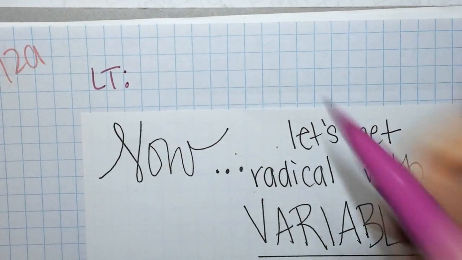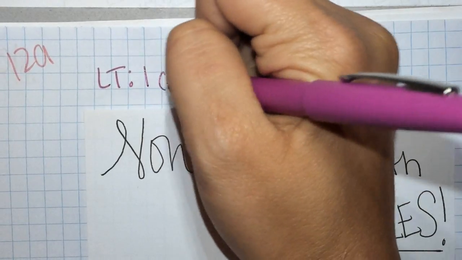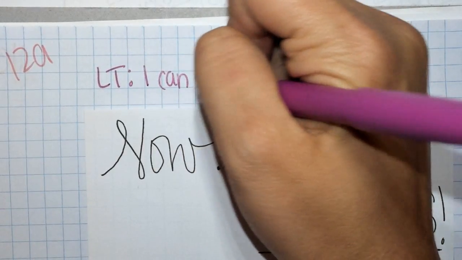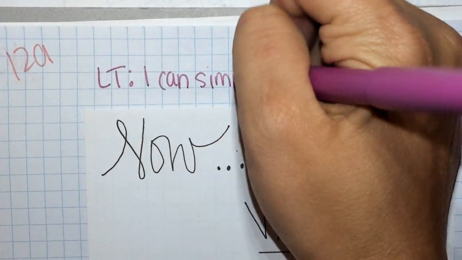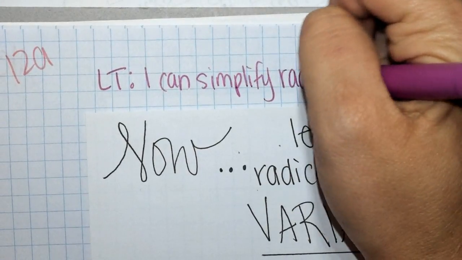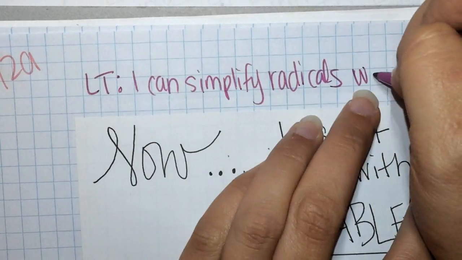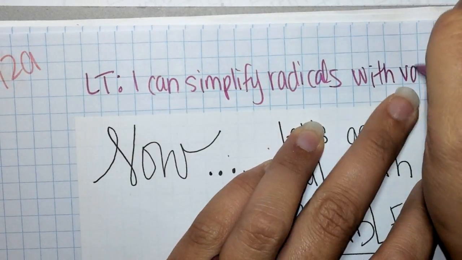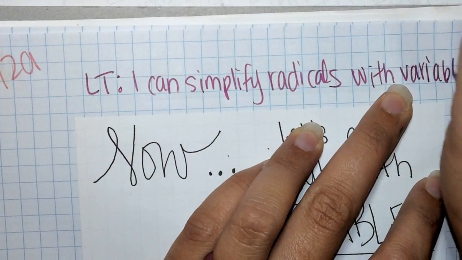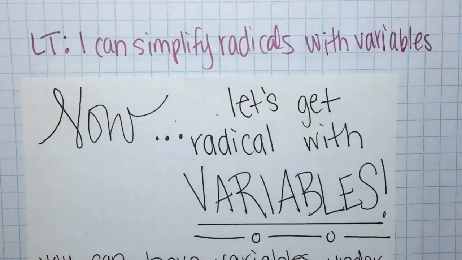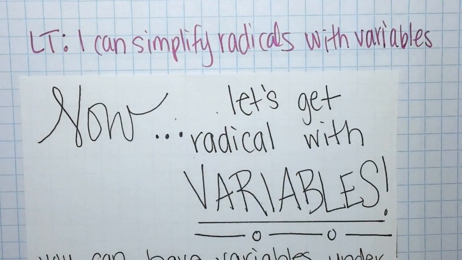So your learning target for this section is: I can simplify radicals with variables. I can simplify radicals with variables.